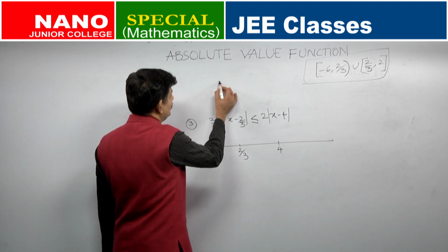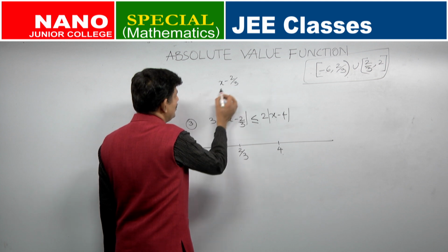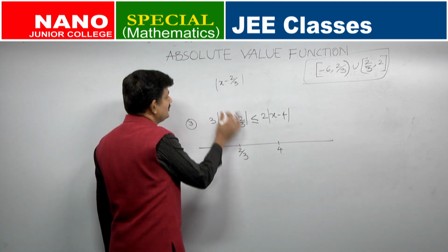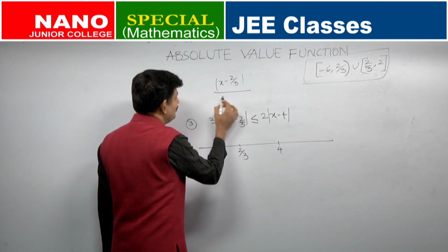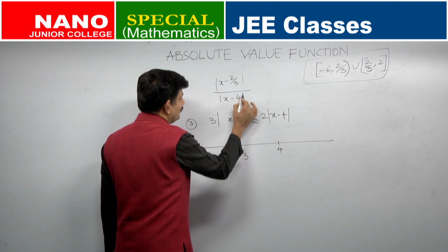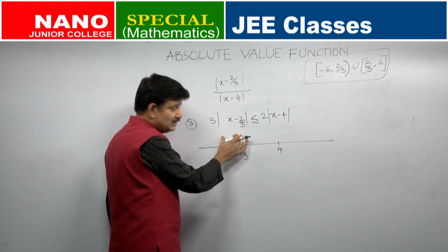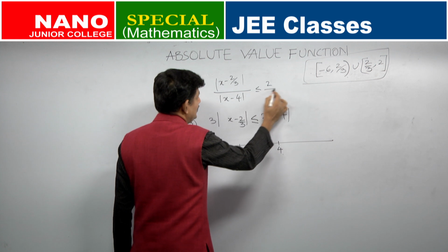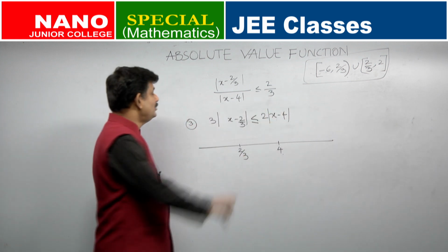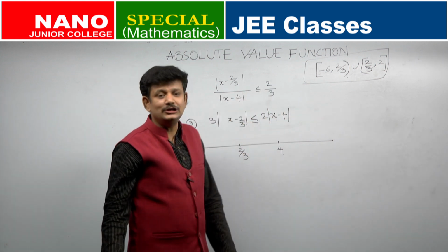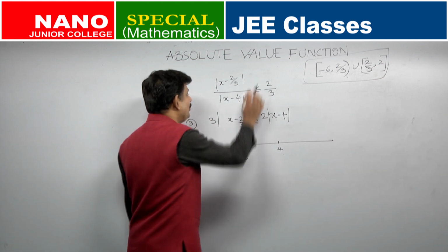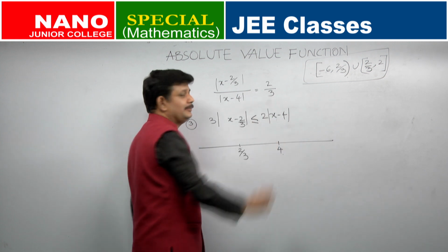There is another way of writing the same equation. You just have to write it in your mind, but for your representation I am writing it neatly. Modulus of x minus 2 by 3 divided by modulus of x minus 4, I am bringing this modulus here, should be less than or equal to 2 by 3, taking this 3 to the other side. And to understand inequality, I told you first you have to understand the equality. So, let me focus on the equality part first.